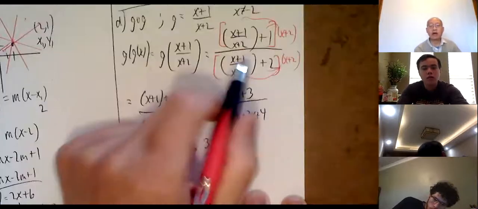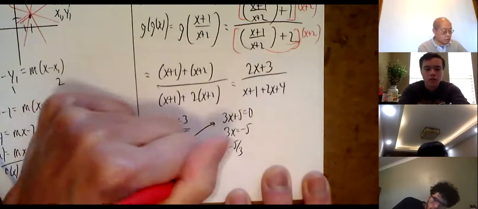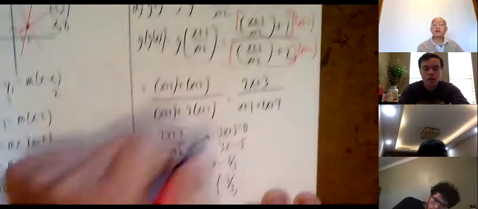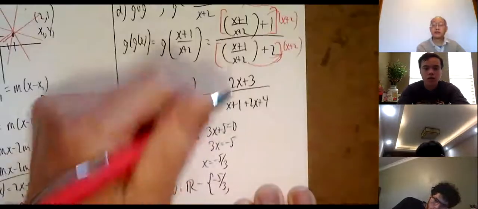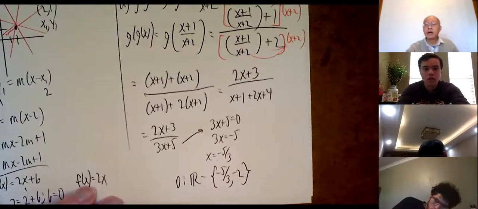And way back over here, I have to throw out, what was it, negative 2. So domain is all real numbers minus the set consisting of negative 5/3. And what was the other one? Negative 2. And that's that. Okay.